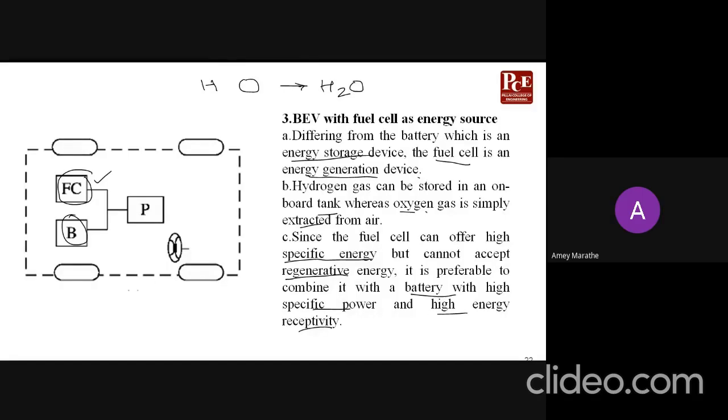So you cannot simply have a fuel cell. You cannot have a configuration with only a fuel cell. You will require a battery. Why? Because for regeneration you will require a battery, because the fuel cell will give you high specific energy, but it cannot store the energy or the regenerated energy, and that is why you will still require a battery. So this is the third configuration: battery electric vehicle with fuel cell as energy source.